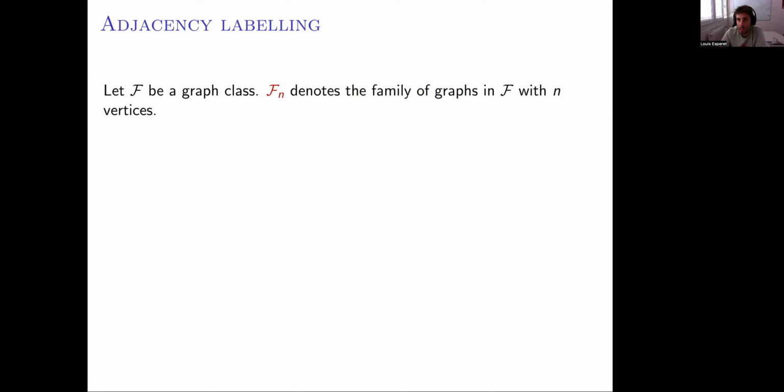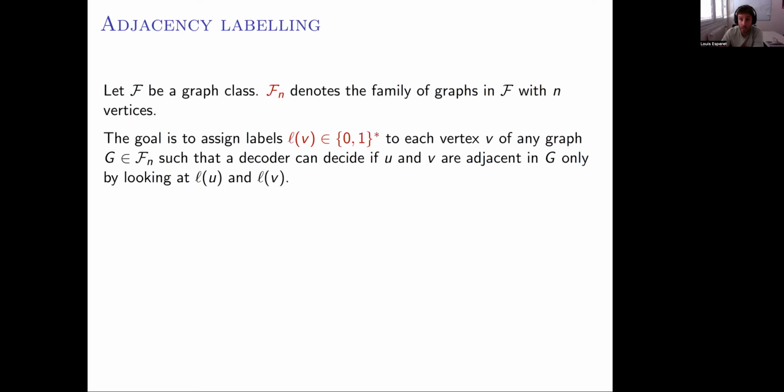So you consider a graph class F, and you denote by Fn the subset of graphs on n vertices in the class. And your goal is to assign labels to the vertices of all the graphs in the class. Labels are just binary words in such a way that if you give the label of U and the label of V in some graph G to a decoder, the decoder will know whether U and V are adjacent only by looking at the two labels and without knowing the graph G. So the decoder only depends on the class. It doesn't depend on a specific graph G.